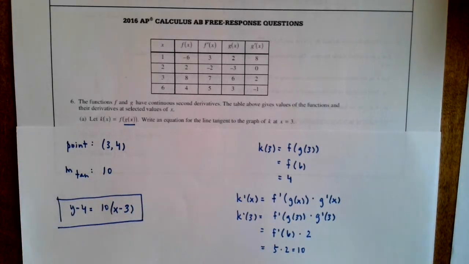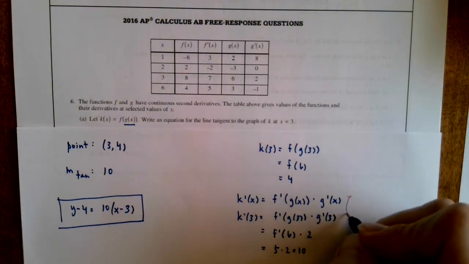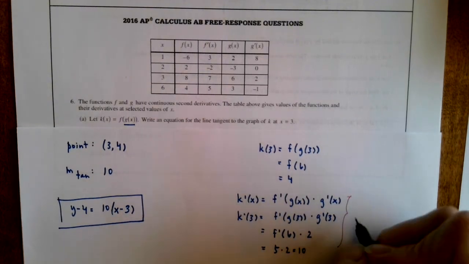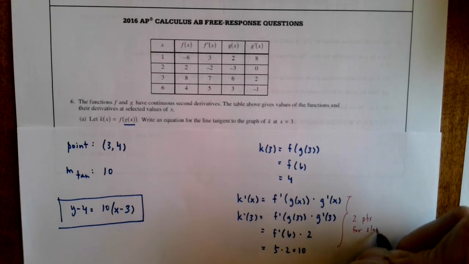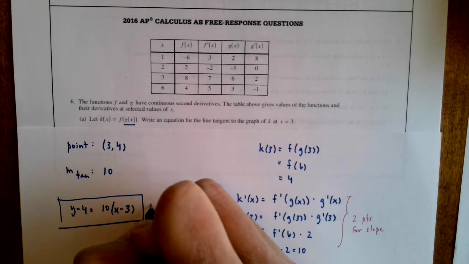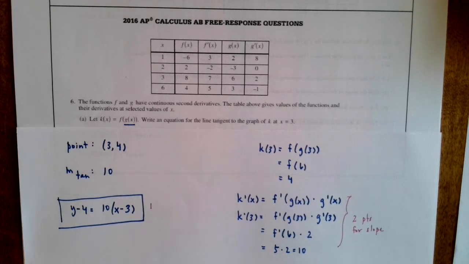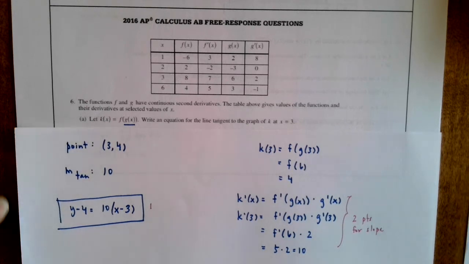In terms of points, this was all my work to find the slope, right? They give you 2 points for the slope, and then they gave 1 point for writing the whole equation. So it's 3 points for all of that work.